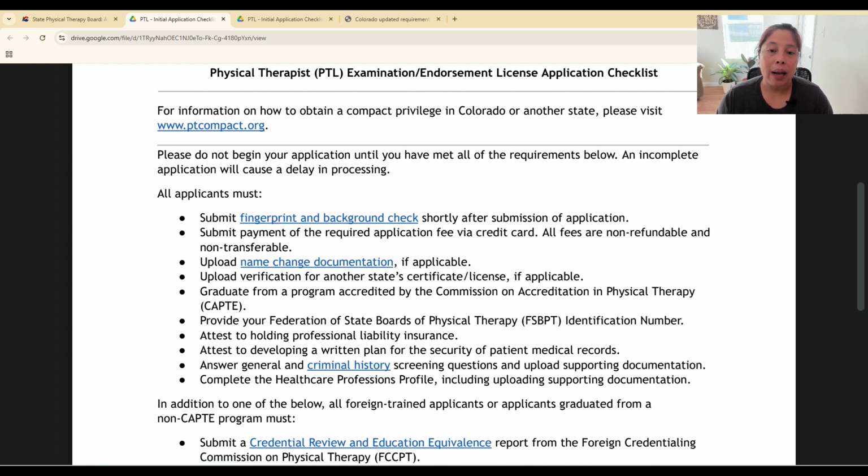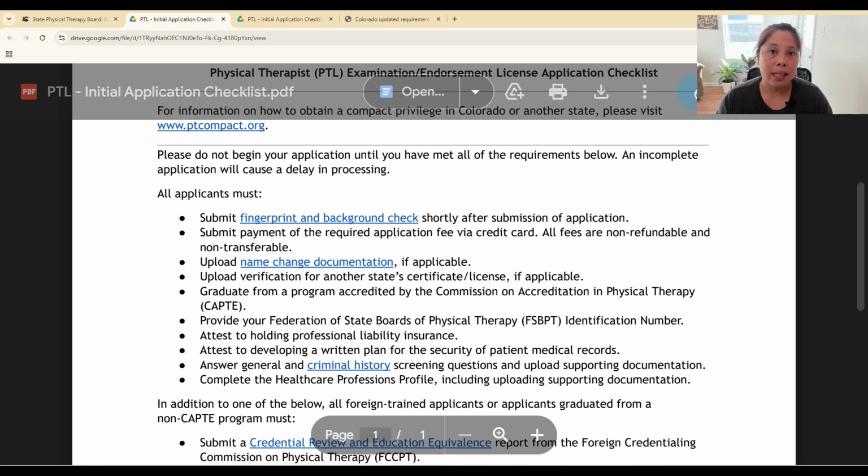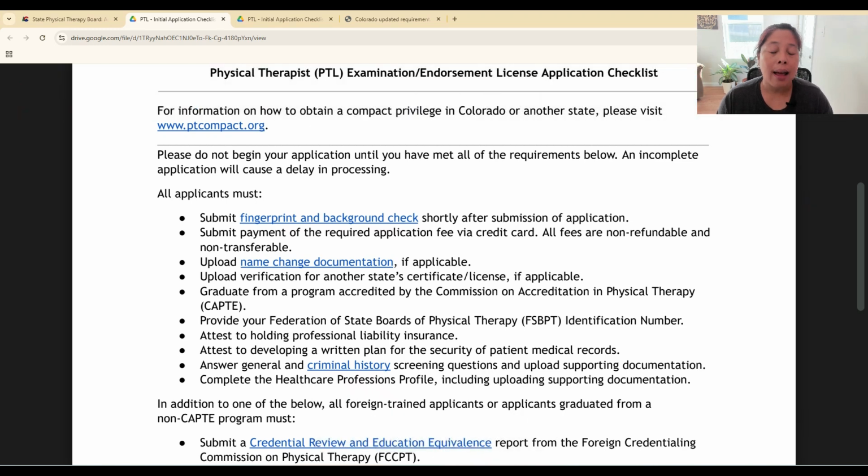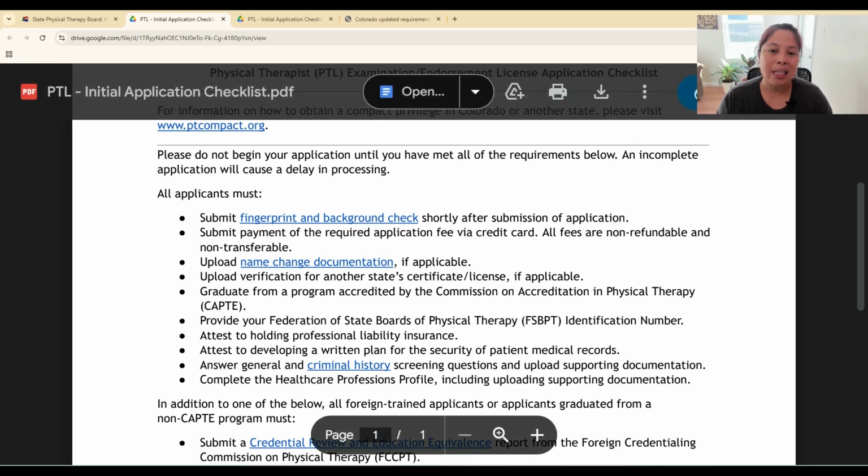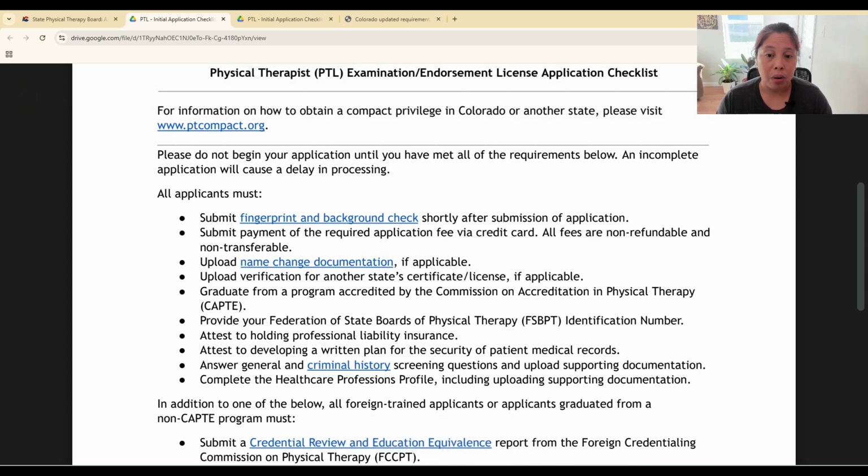Submit payment of the required application fee. All fees are non-refundable and non-transferable. So make up your mind if you're really going to pursue your application to Colorado before paying it. Upload the name change documentation if you have any. Upload verification of another state's certificate or license if you're already licensed in another state, again, if you're applying for endorsement. Graduate from CAPTE, the Commission on Accreditation in Physical Therapy Education. This pertains only to those who studied here in the US or at a CAPTE accredited program abroad.